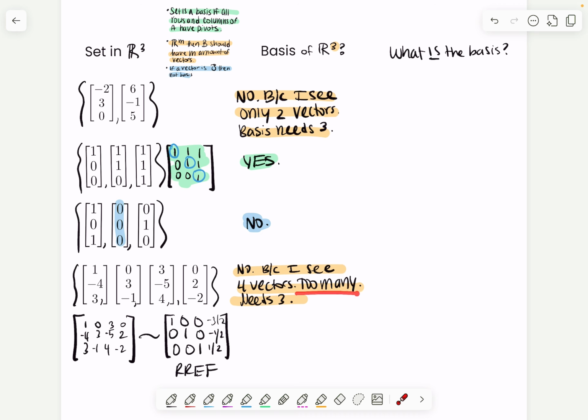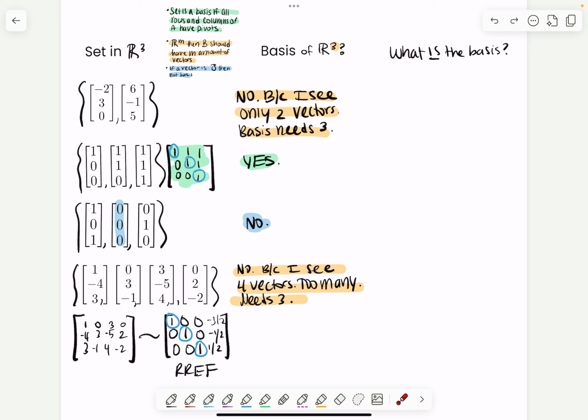So if the issue is that there were too many vectors, then maybe the solution is to take away a vector, but then the question becomes, how do we know which vector to take away? Is it this one? Is it this one? Long story short, you take away the one that doesn't have a pivot. So this has a pivot, this has a pivot, this one does, but this one does not.